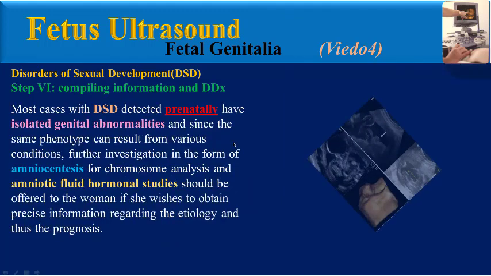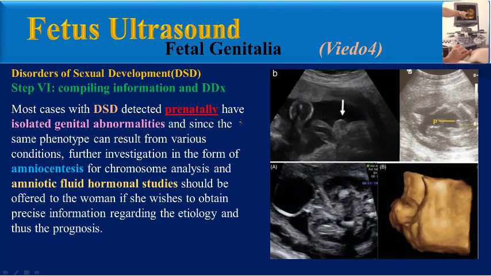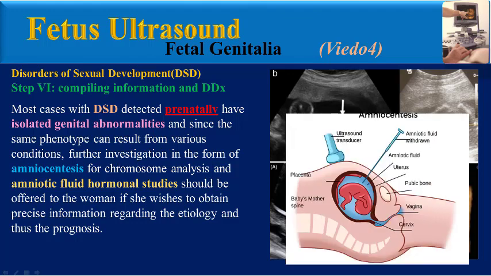Most cases with DSD detected prenatally have isolated genital abnormalities, and since the same phenotype can result from various conditions, further investigation in the form of amniocentesis for chromosome analysis and amniotic fluid hormonal studies should be offered to the woman if she wishes to obtain precise information regarding the etiology and thus the prognosis.